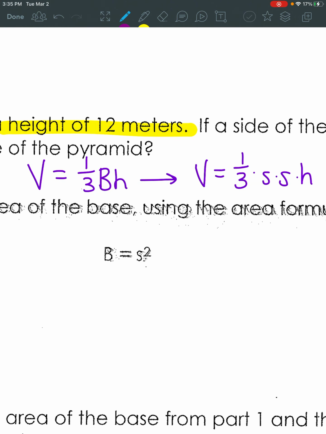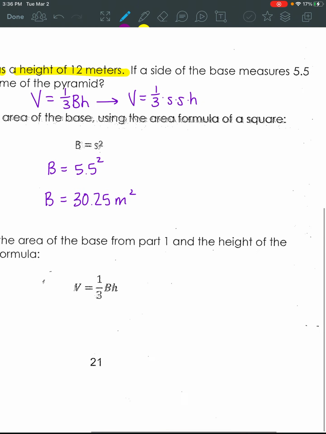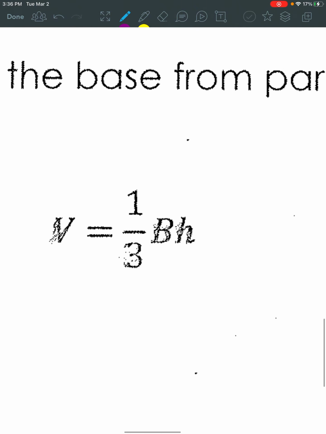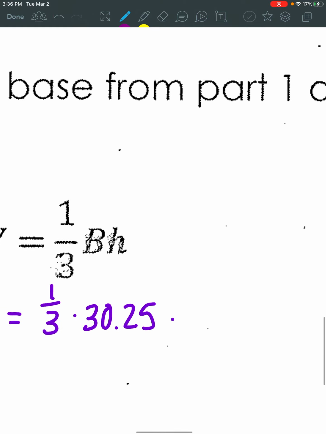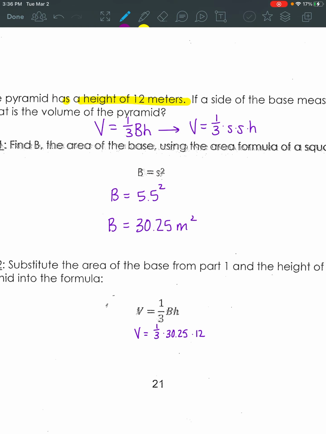So let's find that capital B first. We know that the side of the square is 5.5, so we square that. 5.5 times 5.5, so the area of the base is 30.25, and that's meters squared. We're just finding the area of the base. Now we want to substitute that into the formula and also substitute the height in and find the volume. So volume is 1/3 times, we know the area of the base is 30.25, and we know the height is 12. That was told to us in the problem where I highlighted up there.